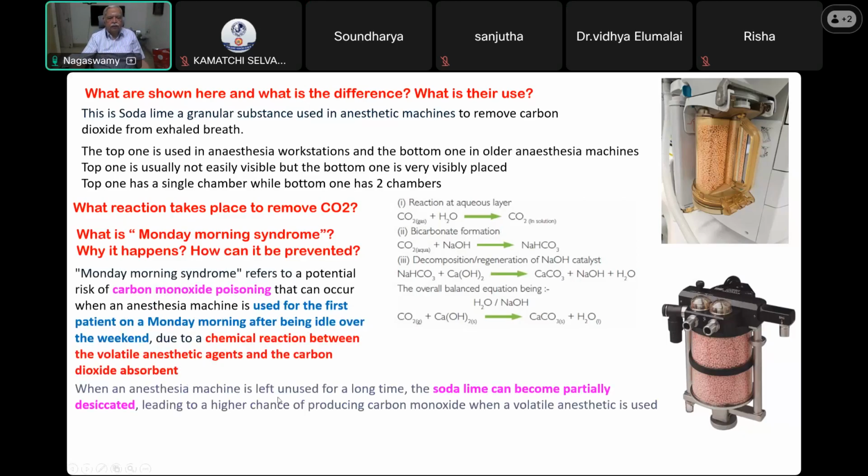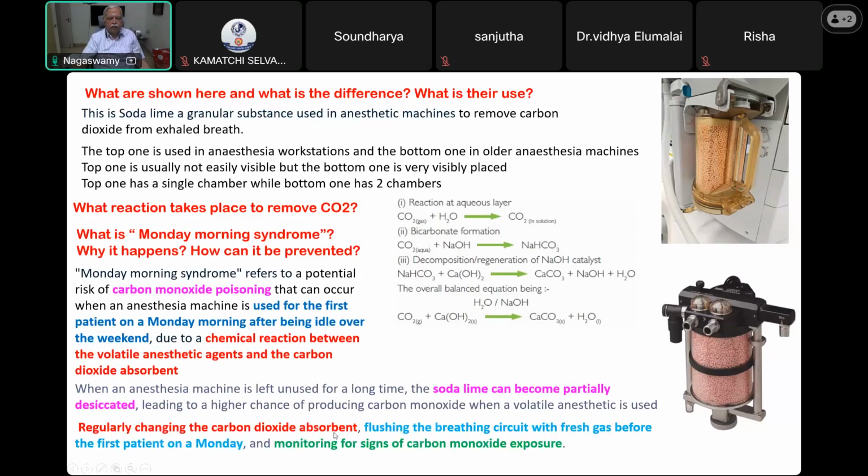Okay. When an anesthesia machine is left unused for a long time, the soda lime can become partially desiccated. That means it will become dry, leading to a higher chance of carbon monoxide production, because we need water to convert carbon dioxide into carbonic acid. So when you have dry soda lime, it leads to a higher chance of producing carbon monoxide when a volatile anesthetic is used. Okay? So regularly changing the carbon dioxide absorbent, flushing the breathing circuit with fresh gas flow before the first patient on Monday, and monitoring for signs of carbon monoxide are the methods of preventing this poisoning, which is called Monday morning syndrome.